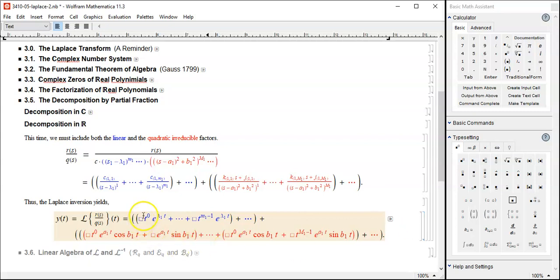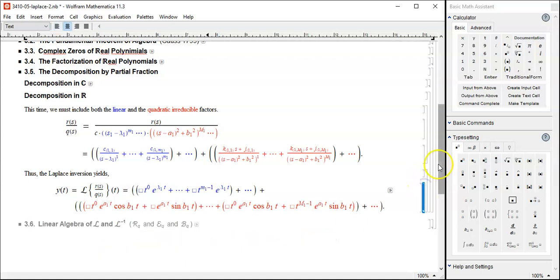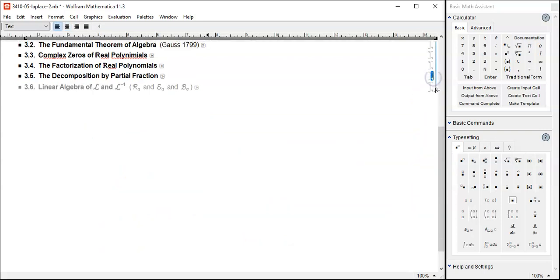And those kinds of functions are enough to generate the general solution. So the general solution can be written as a linear combination of these kinds of things, and that's why we call them the standard basis functions. We are going to talk about those bases and linear spaces and some linear algebra in a separate video.